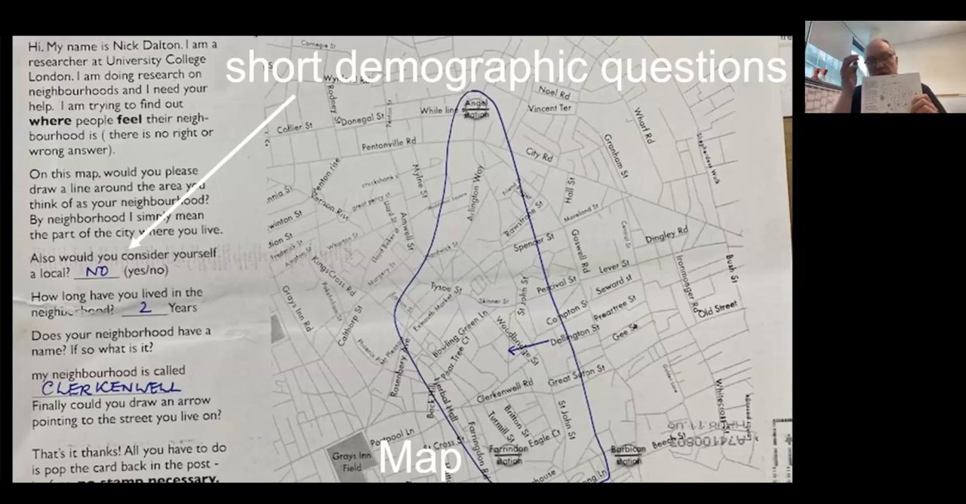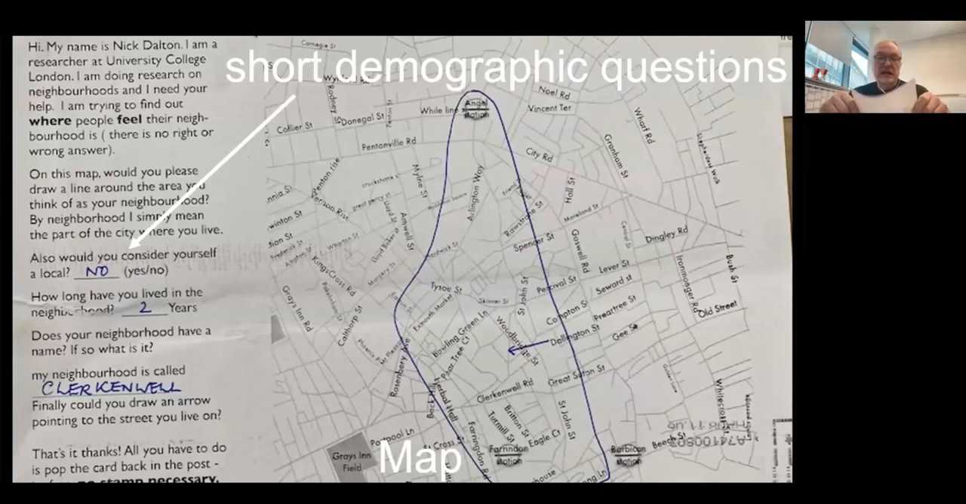And then I asked 3 or 4 demographic questions. The first one was, do you think you're a local? How long have you lived there? Does your neighbourhood have a name? If so, what is it? Now, again, from a sociological or psychological place, naming things makes things. So if something has a name, then it tends to exist. We don't normally name things that don't exist.